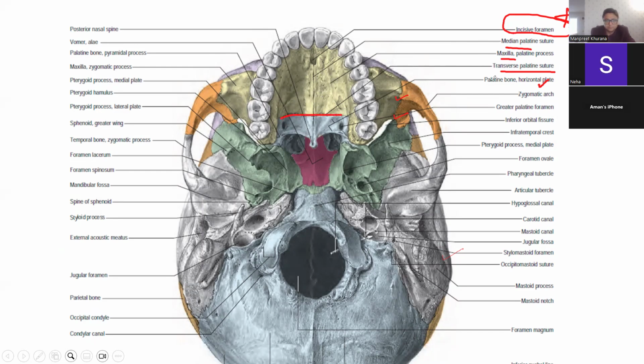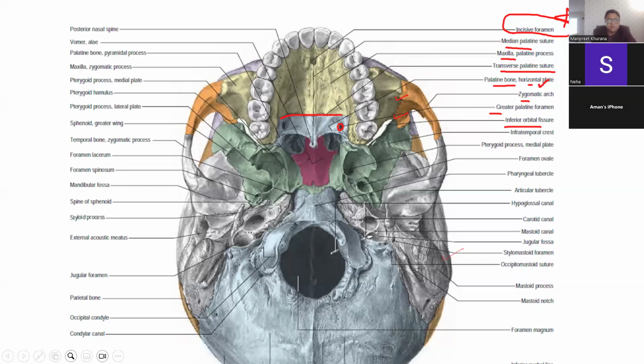Okay. Then we have the palatine bone horizontal plate. This is the horizontal plates of the palatine bone. Now, this is the zygomatic arch, which we all know. This is the greater palatine foramen, this one, okay, through which the greater palatine nerves and arteries are passing. The greater palatine nerve is a branch of which nerve? Facial nerve.